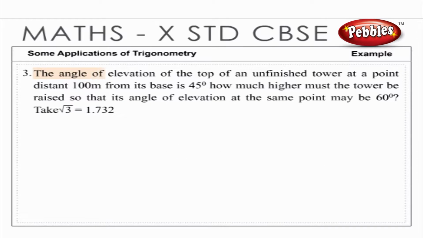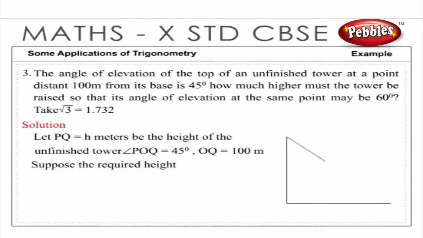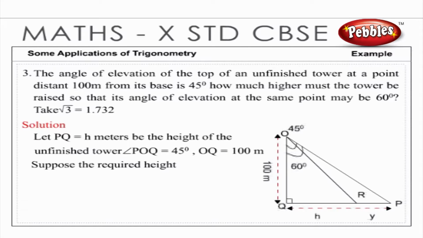The angle of elevation of the top of an unfinished tower at a point distant 100 meter from its base is 45 degree. How much higher must the tower be raised so that its angle of elevation at the same point may be 60 degree? Solution. Let PQ is equal to h meters be the height of the unfinished tower.